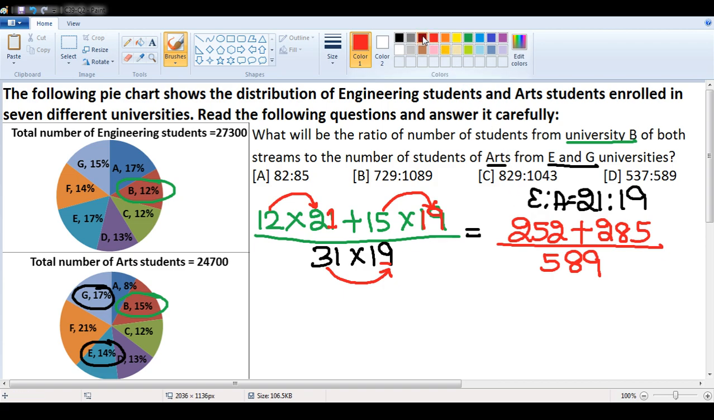If you see, there is only one option which is ending with 89 in the denominator. You can directly mark that option, or if you are interested, solve it. Add the numerator, anyway not a big addition, divided by the denominator.